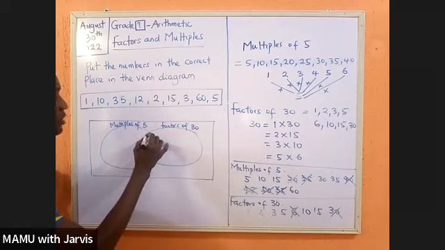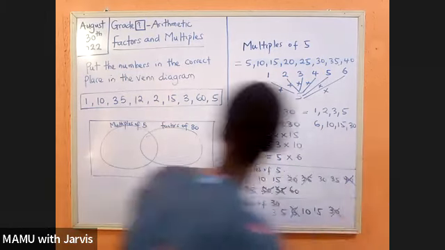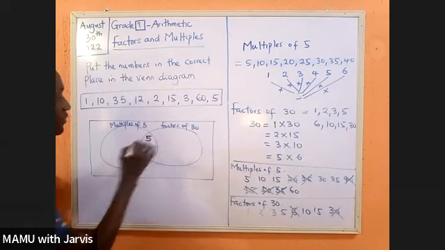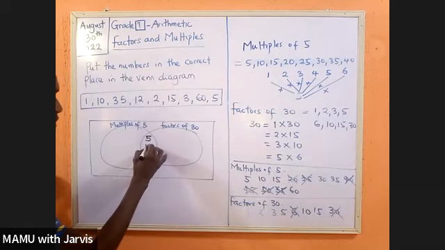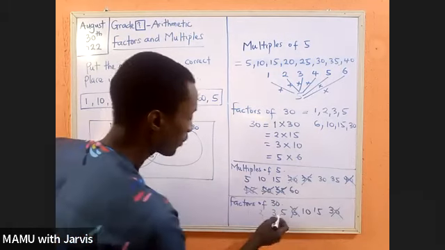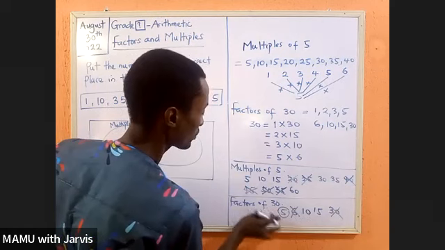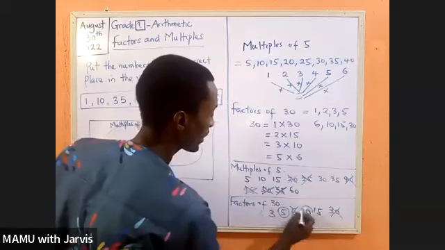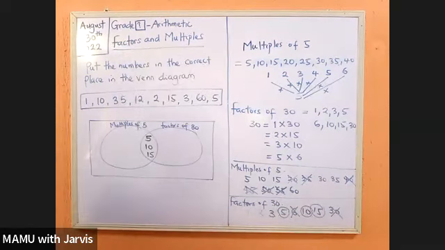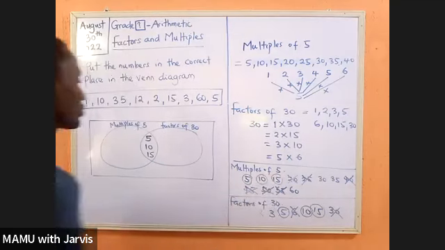So I'm going to have here what? 5, 10, and 15. So I've used 5, 10, and 15. I'm going to circle them to tell myself that I have used them. 5, 10, and 15. I've used them.